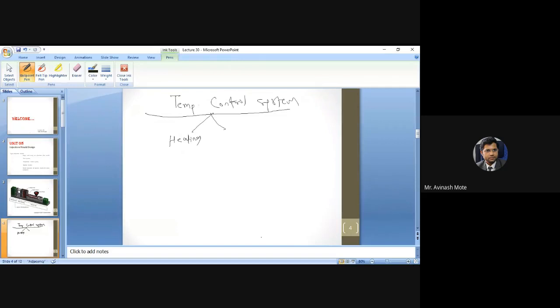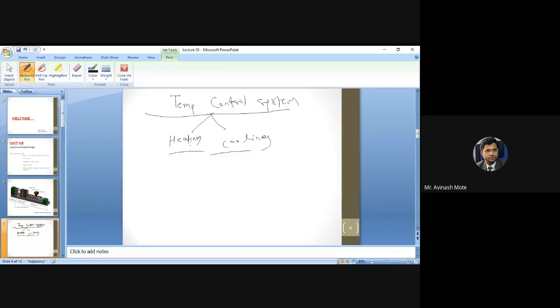Okay, so basically in the temperature control system, there are two kinds of systems for the injection mold: the heating system and the cooling system. One system is used for heating the raw material and another is required for cooling the heated component.